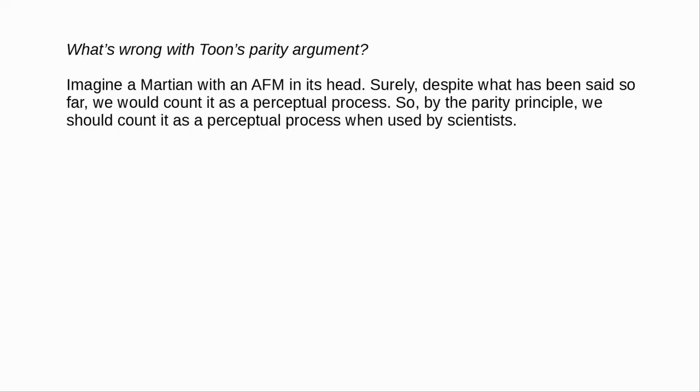Imagine a Martian with an atomic force microscope in its head. Surely, despite what has been said so far, we would say that this is part of the Martian's perceptual process. You know, a Martian with atomic force microscope eyes is perceiving all of that stuff on the nanoscale. So by the parity principle, the atomic force microscope extends scientists' perceptual processes, even if it does this by sort of parasitizing vision. Now, I think that this thought experiment is fairly seriously misleading in at least two ways.